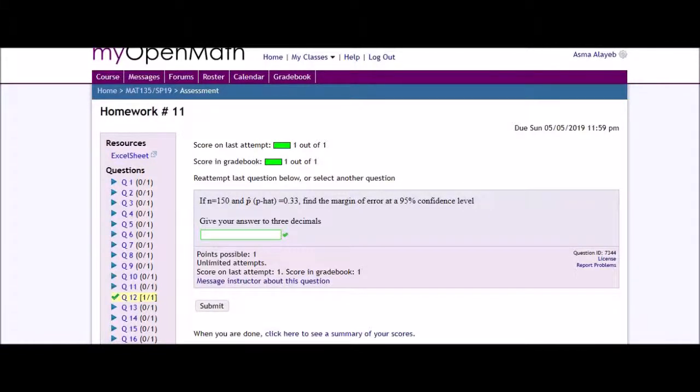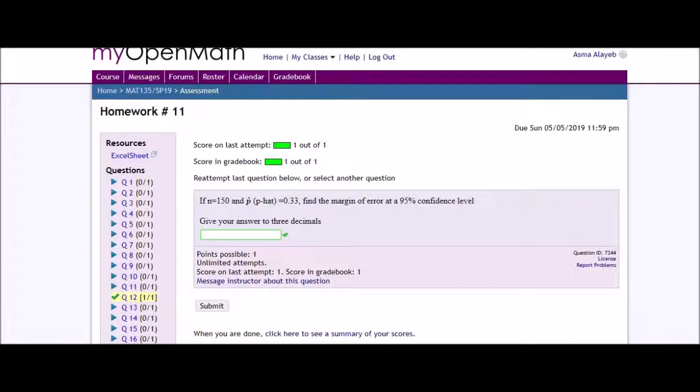Hello students, this is question number 12 from homework number 11. This is going to help you to find the margin of error for the topic of estimating the population proportion. So the question says if n is equal to 150 and p hat is equal to 0.33, find the margin of error at a 95% confidence level.